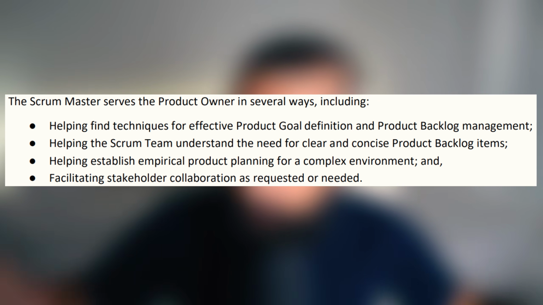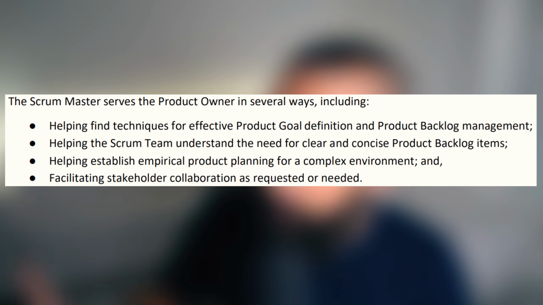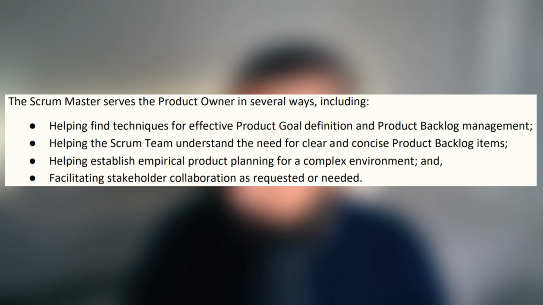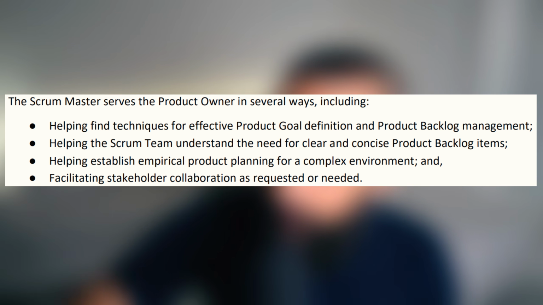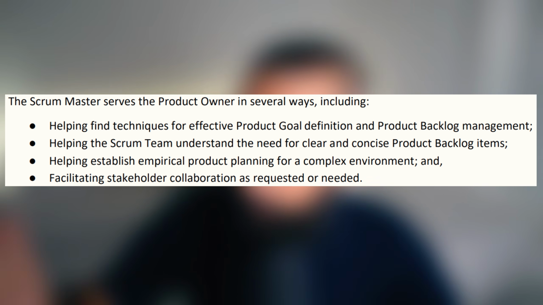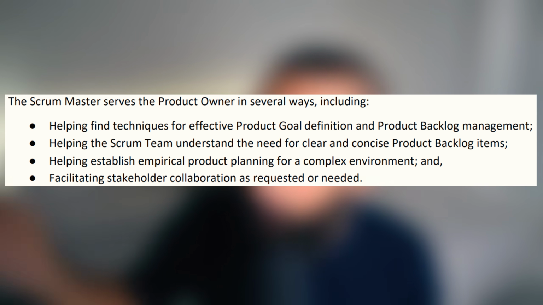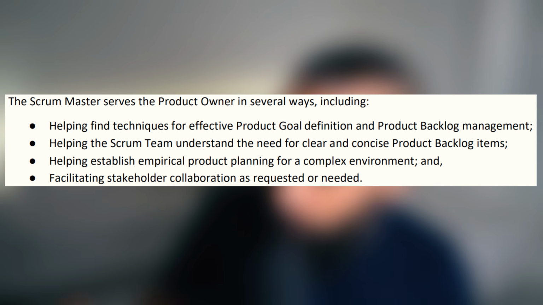Let's start by going through the Scrum Guide, the latest version of the Scrum Guide 2020. The Scrum Master serves the product owner in several ways, including helping find techniques for effective product goal definition and product backlog management, helping the Scrum team understand the need for clear and concise product backlog items, helping establish empirical product planning for a complex environment, and facilitating stakeholder collaboration as requested or needed.